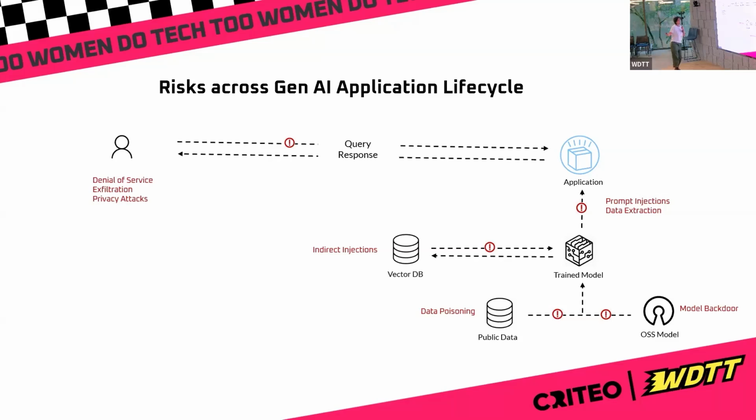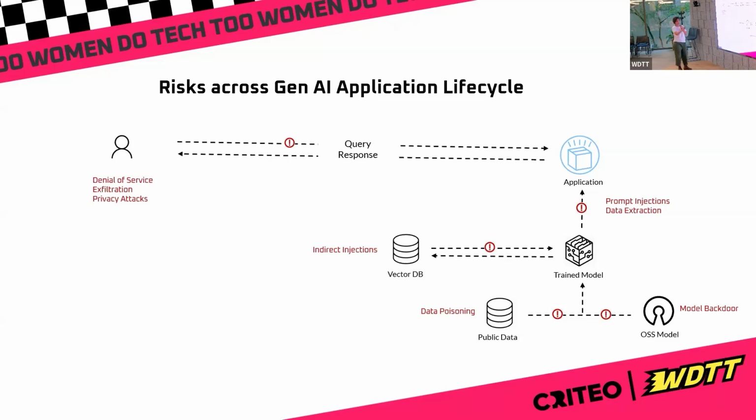Here we have a user that is querying the application. This application is connected to a trained model that has been trained on public data or internal user data using an open source model. Let's say this is a conversational recommendation application. It gives recommendations to a user based on chats that the user has with the application. Then the trained model is used to summarize this conversation into a query, which is used to query an internal vector database to get the relevant products.